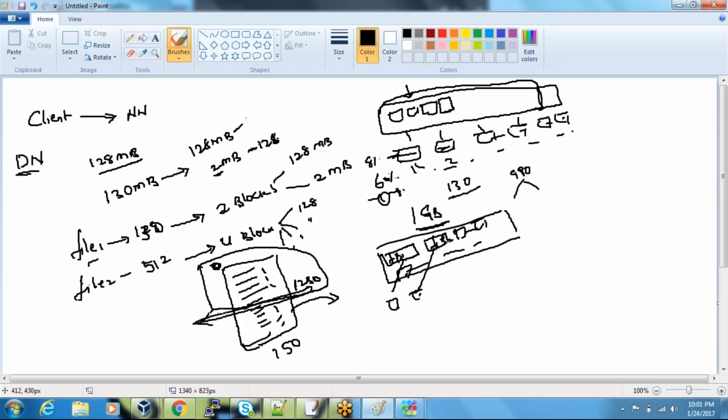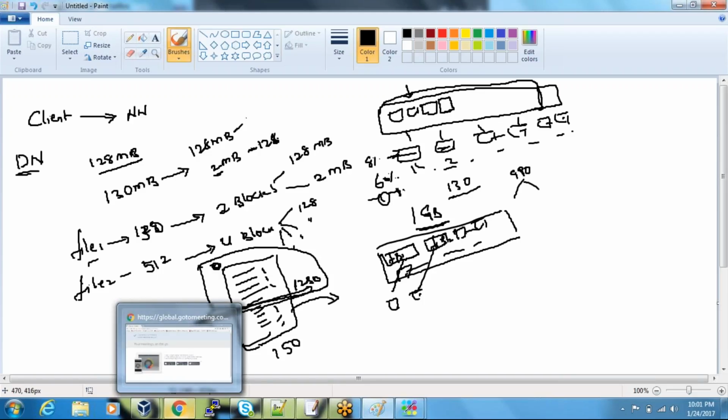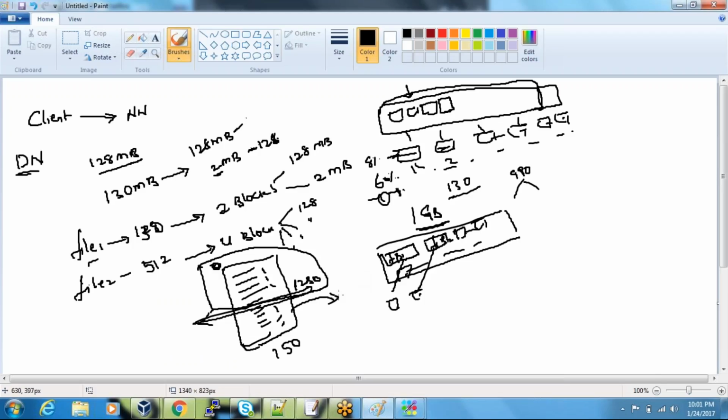Very simple question for you guys. You are loading your videos into your file system, your pen drive or a hard disk. How is it loading internally? It's loading in small blocks only. It is dividing the data into small blocks. The same here as well.